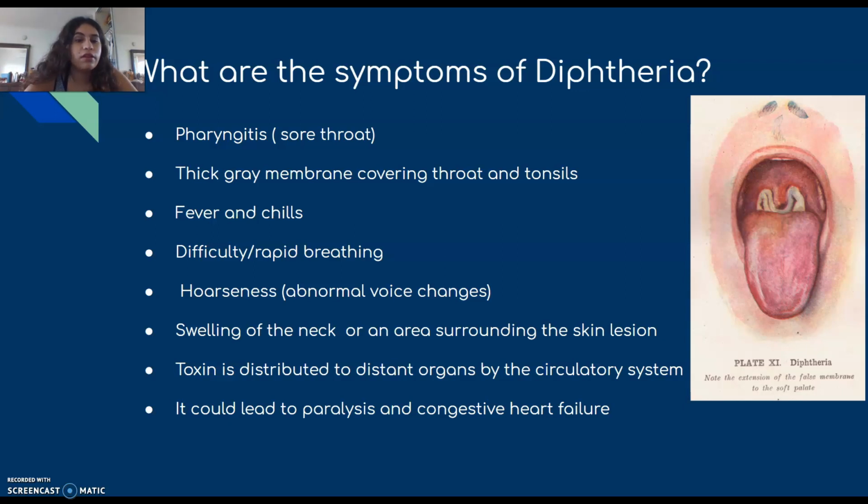We also have fever and chills. We have the difficulty breathing and rapid breathing. We have hoarseness, which is basically abnormal voice changes, obviously due to the membrane on your throat. We also have swelling of the neck if it's really bad. Also the area surrounding the skin lesion. And the toxin is distributed to distant organs by the circulatory system, which is why this disease can get really deadly. And because of this, it could lead to paralysis and congestive heart failure, which is obviously pretty serious.